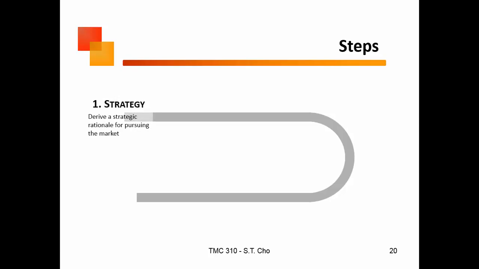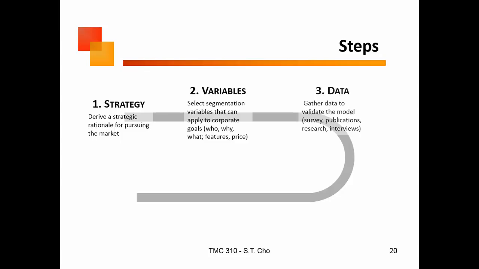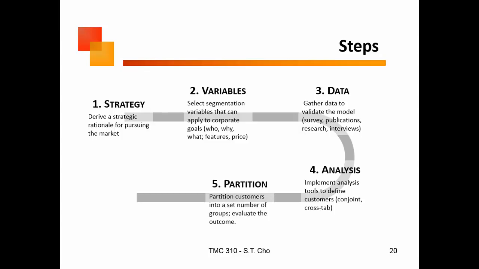In terms of the steps of figuring out segmentation, first I need a strategy. I need some kind of theory of why I think this segment exists or why these variables are important. Then I can pick out those variables, go out and gather the data through surveys or interviews or whatever, and analyze what the data says. Based on analyzing that data, can I partition it in a certain way so I can come up with segments and then pick out and target those segments?